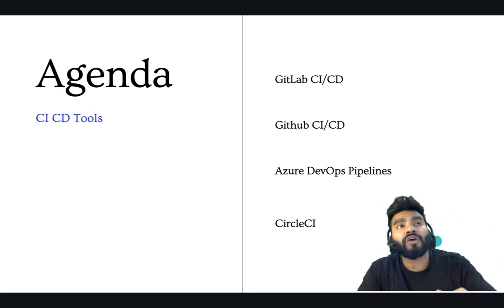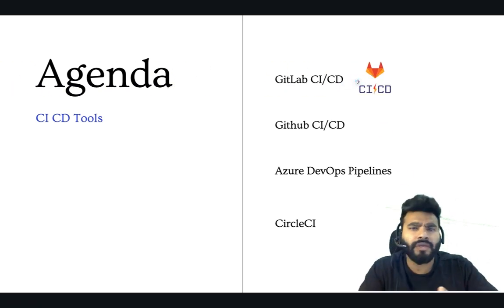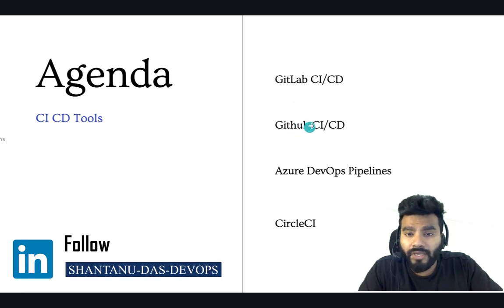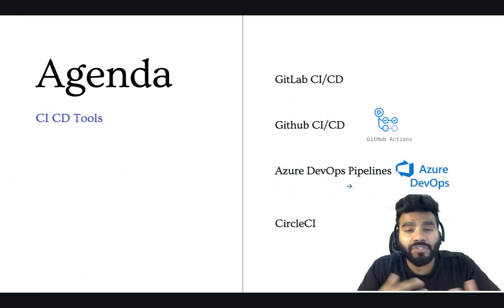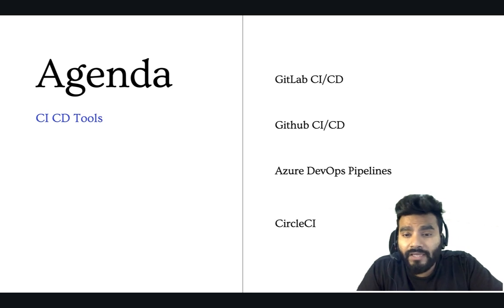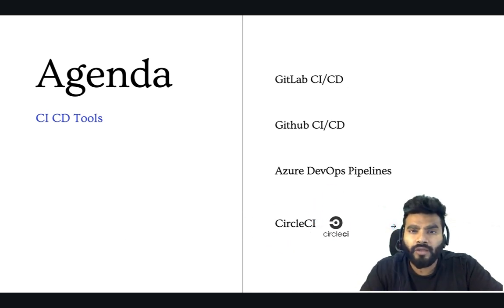So in terms of agenda, we're going to get started with our first tool, which is GitLab right over here. We're going to talk about what GitLab is, how it is structured, and how you could use GitLab for your CI/CD. Then we're going to talk about GitHub. Then we're going to get started with Azure DevOps Pipeline, which is Microsoft's product for creating the DevOps life cycle. And then you've got CircleCI as well, a very beautiful product again.